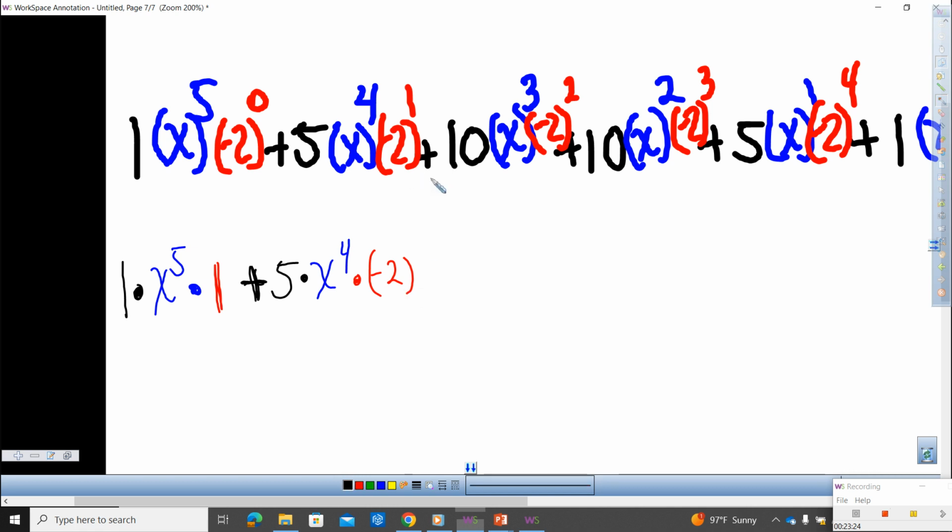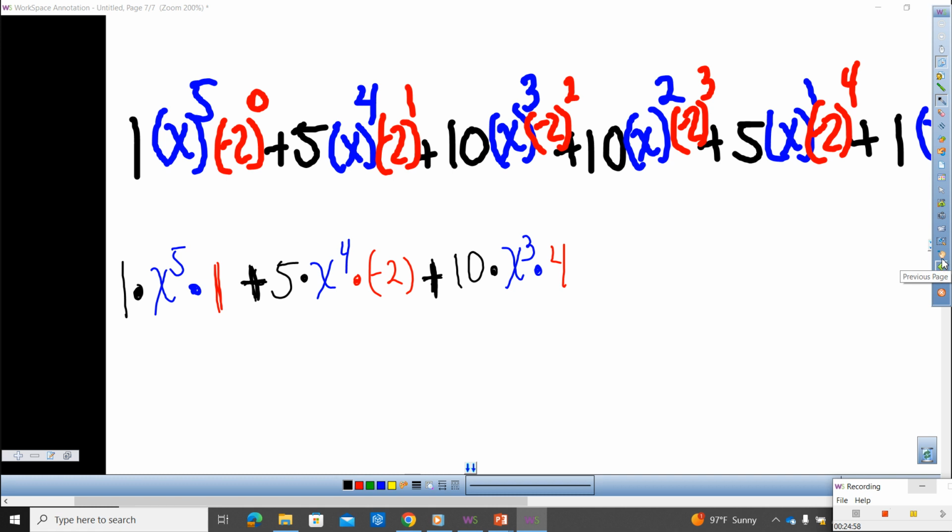Next. Plus 10 to the 1st power is 10 times x to the 3rd is x to the 3rd times, what is -2 squared? That means -2 times -2. That is +4. Everybody see what we're doing? All right, start copying that, and we're going to finish the rest together. I'll wait for you to copy.